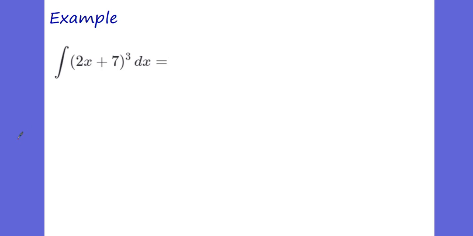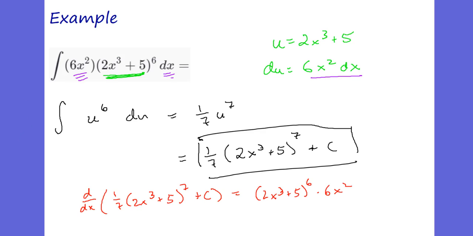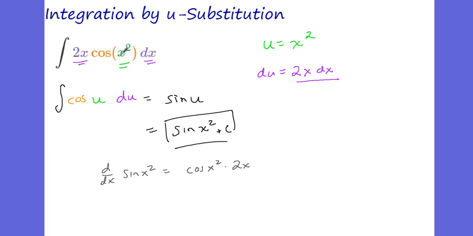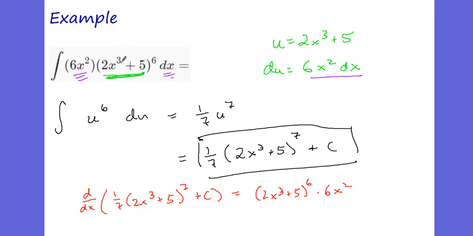This one's a little bit more difficult because you can see in this one right here, I see x squared, I see 2x. I know I'm going to use my u as x squared. I see 2x cubed plus 5. I see 6x squared. Do you see the derivative right there? So whatever is the higher power is usually going to be your u. Okay, so whatever the higher power is will be your u.